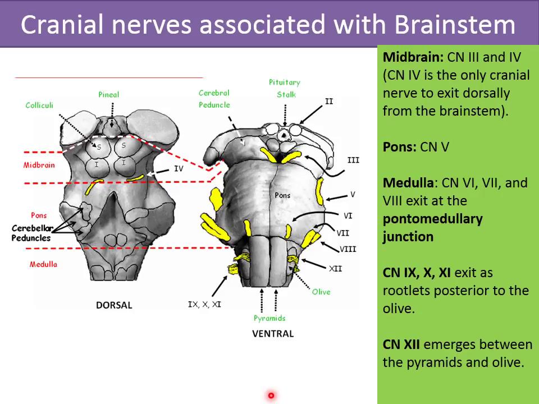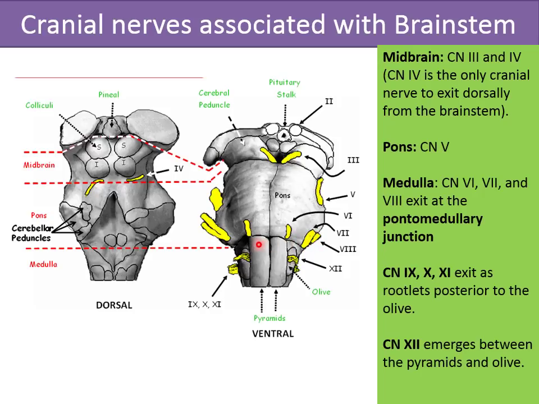We see here the cranial nerves' location on the brainstem, and as you can see, the midbrain includes cranial nerve 3 coming out near the midline, and cranial nerve 4, which comes out on the dorsal surface. It's the only cranial nerve to exit on the dorsal surface of the brainstem. And then as we move down to the pons, we can see in the lateral position cranial nerve 5. As we move to the pontomedullary border, you can see cranial nerves 6, 7, and 8.